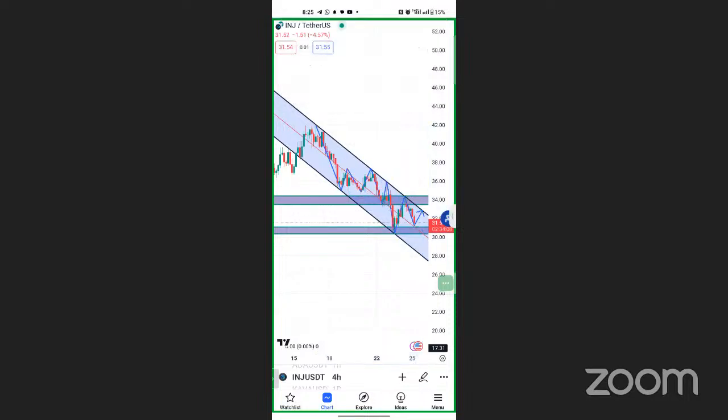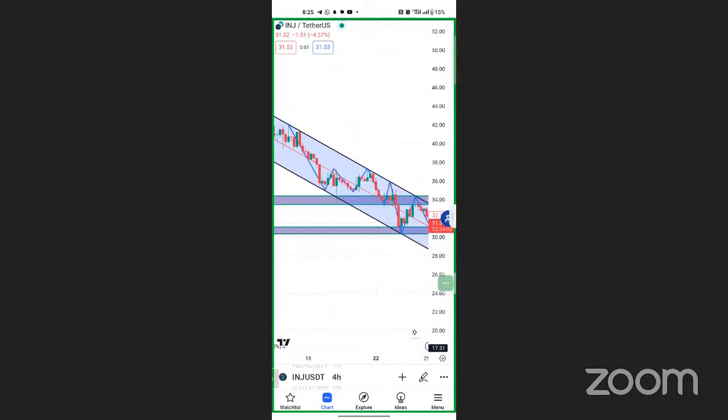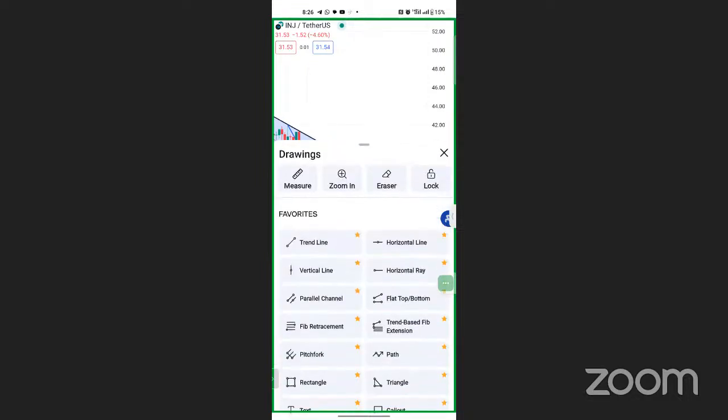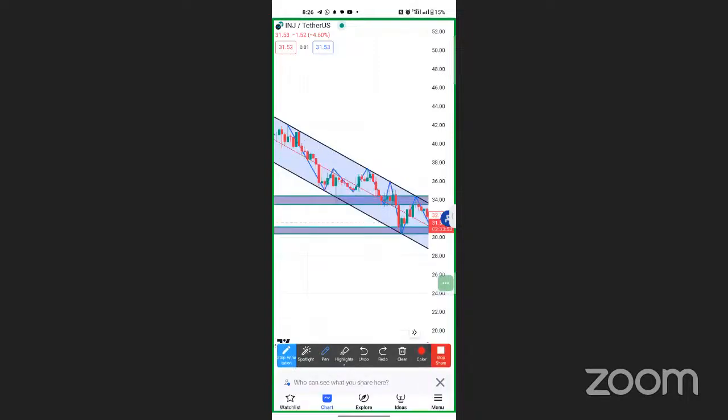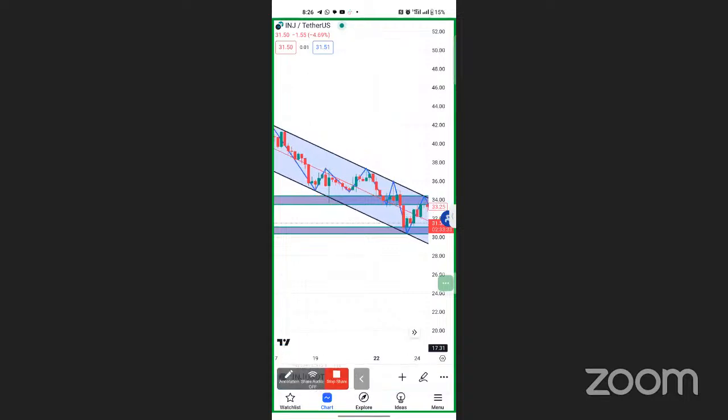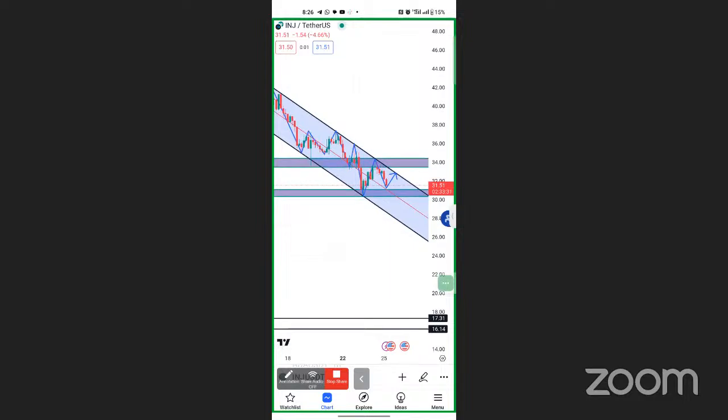Can we see that? So now, on the parallel channel, you are constructing this is resistance, this might be support, and this is support. But at another time, it might be resistance. I don't know if that is clear. So you can also use a parallel channel to trade support and resistance.